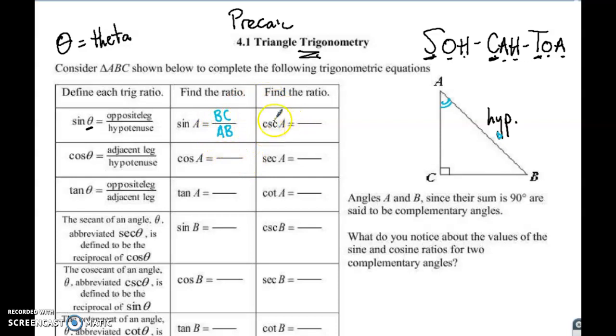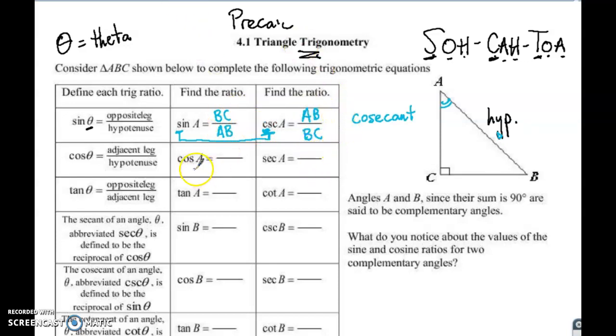So what you probably have never seen before is this one. This one is what is called cosecant. Okay, this is the reciprocal of sine. I always remember because the S goes with C. I don't know who came up with that, but that's how I remember. So what that means is if sine is BC over AB, then cosecant is going to be AB over BC.